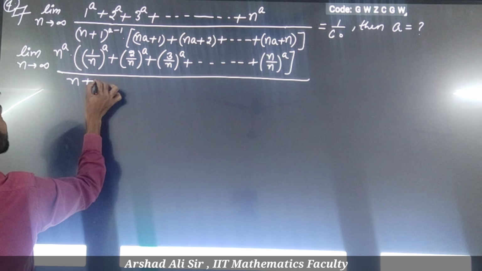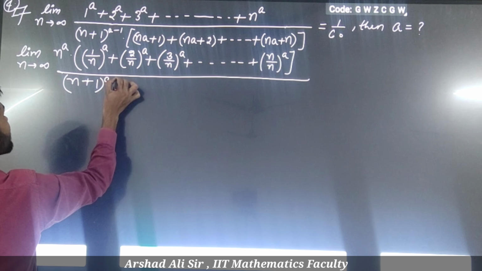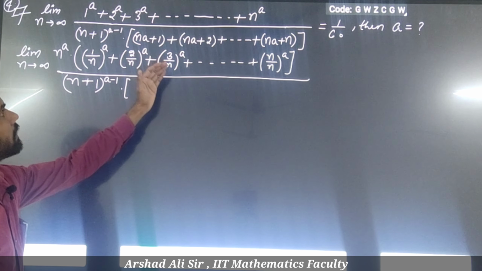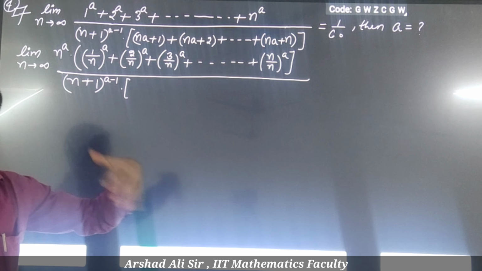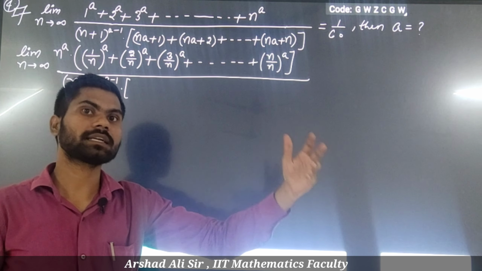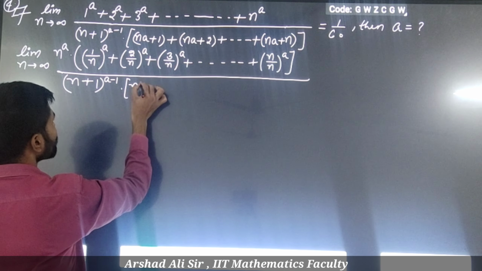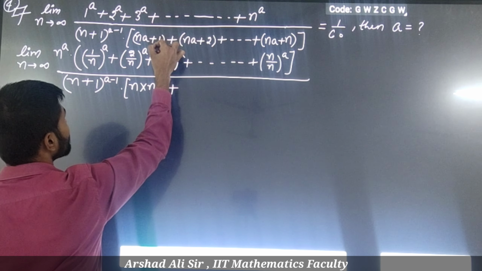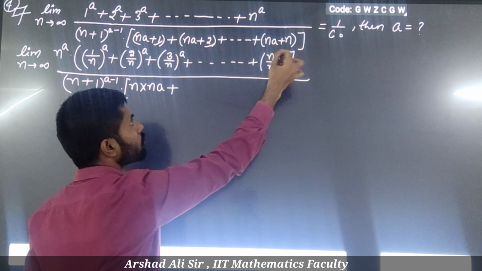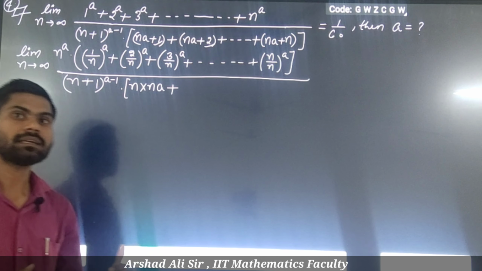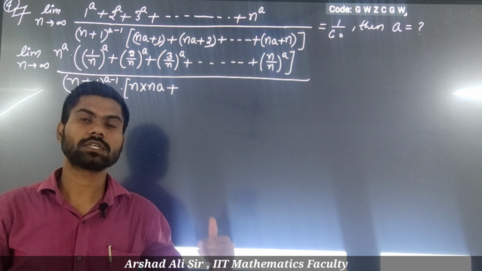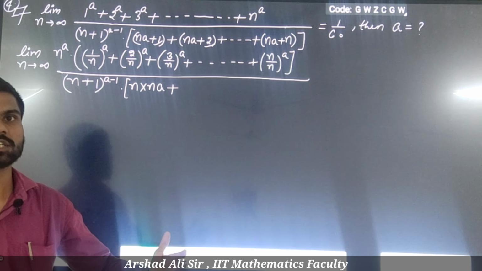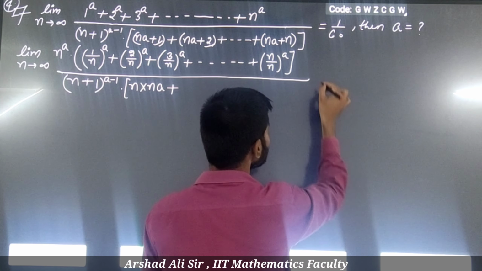n plus 1 whole power a minus 1 into, now think about this bracket, na plus na plus na, all the terms same, we are adding na n times, so it will be n times of na. Now think about second term, 1 2 3 4 5 up to n. So if we are adding natural numbers from 1 2 3 4 5 up to n, so it is summation n. And what is the formula of summation n? n into n plus 1 divided by 2.